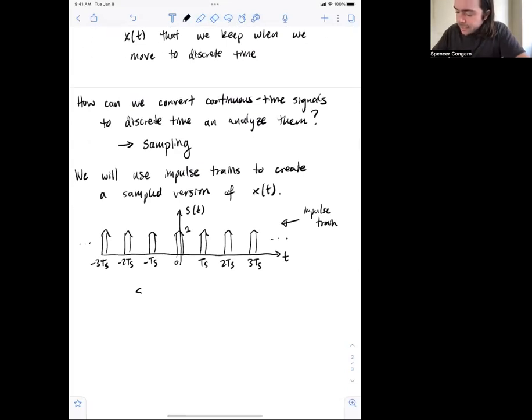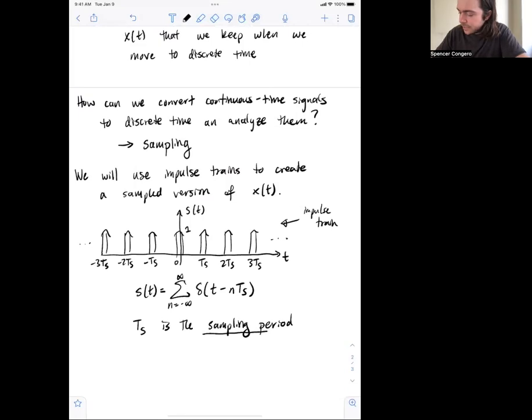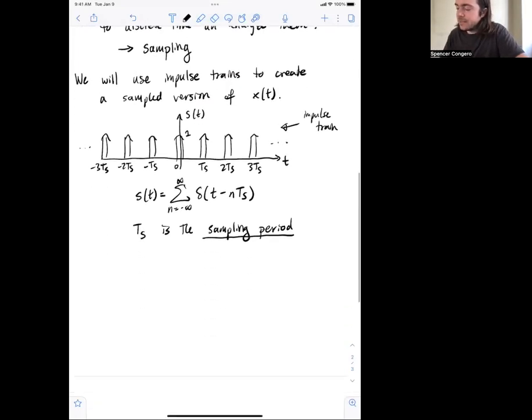And how would I write that mathematically? Well, it's just a big sum of deltas, where all these deltas still have height or area 1. They're just shifted. I'm going to shift them all by integer multiples of t sub s, and this t sub s, what do we call that? That is what we call the sampling period. It's the period of our impulse train that we're going to use for sampling.